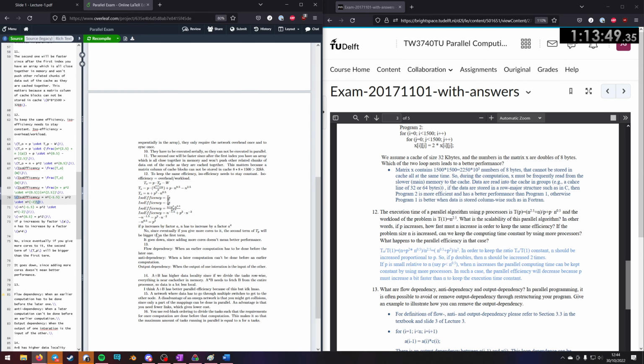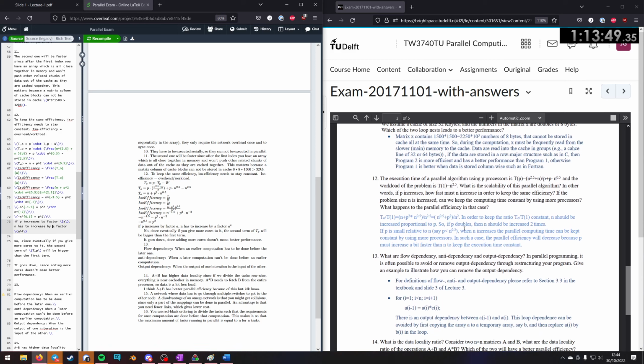Okay. But the other part, I think we said if you add cores to it, eventually TP will be bigger than the first term, or the second term will be bigger than the first term. And here they say if p is small, it can be kept constant. So I think we're saying the same thing. If p is small and increases, time can be kept constant by using more processes. Okay. If p is small. Yeah, they're saying if p is small, it will stay the same, and we are saying if p is big, it will go up. So I think we're saying the same thing, really. Okay.